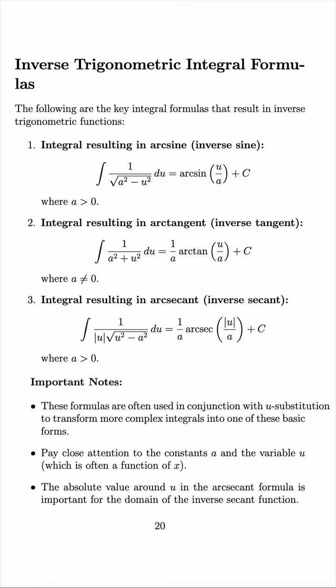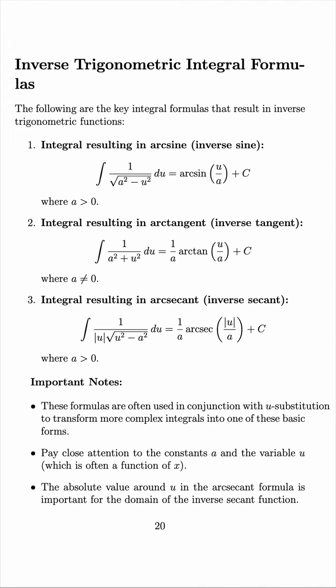So there are three main integral formulas for your inverse trig functions that you'll need to know for your AP Calc exam. So the first is the one for arcsine. So you can see there it's the integral of 1 over the square root of a squared minus u squared du. So what am I noticing here?